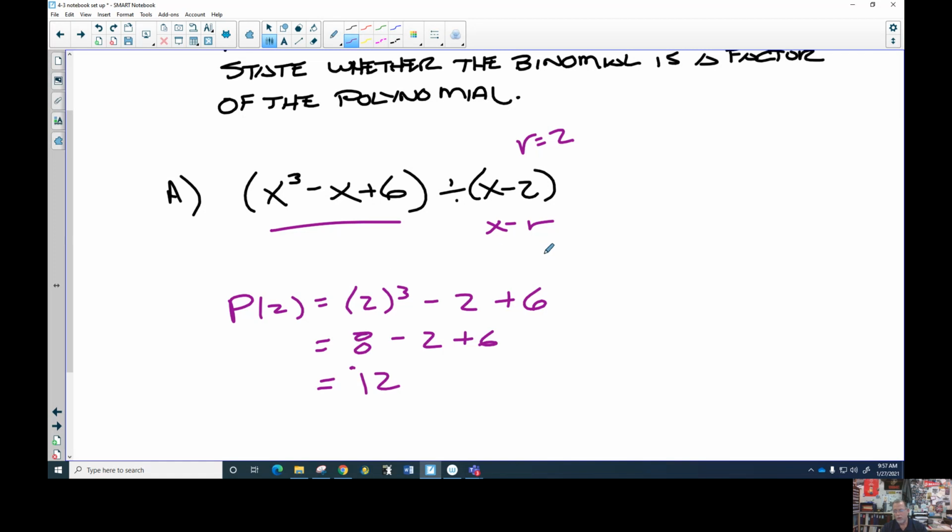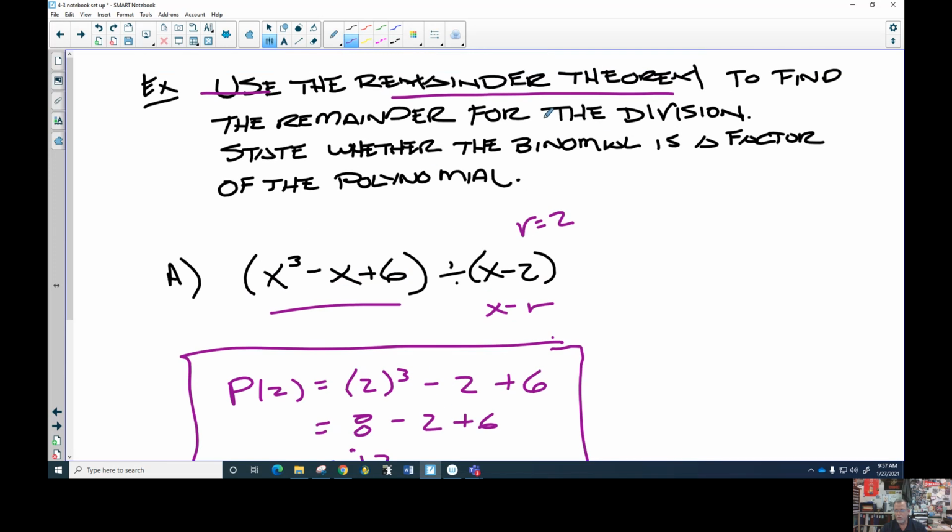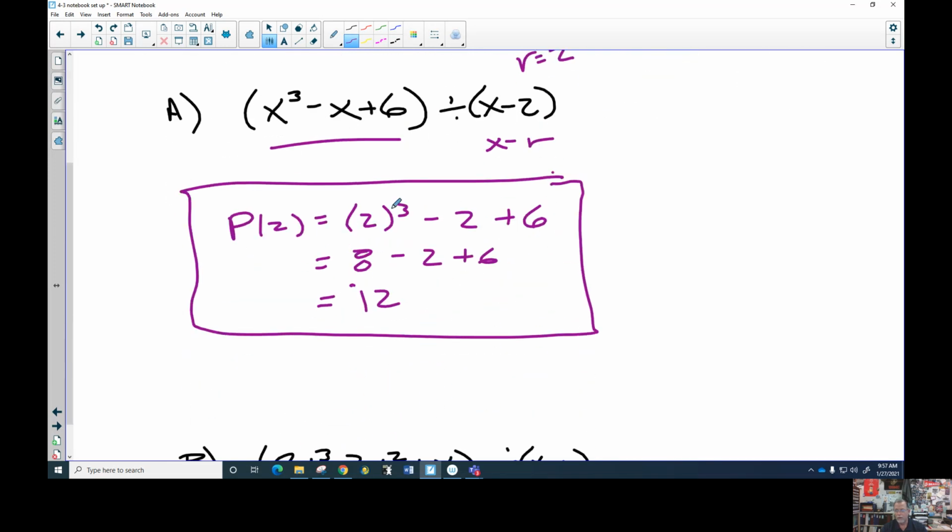This is using, by the way, when it says use the remainder theorem, this is what we'd expect to see. If you do the division, you're not going to get credit for it, all right? When you are given specific directions, use the remainder theorem to find the remainder for the division. The remainder for the division is the function value at that root. So we would plug in the root 2 and show that substitution and get 12. 12 is our remainder. That tells us, no, this is not a factor.